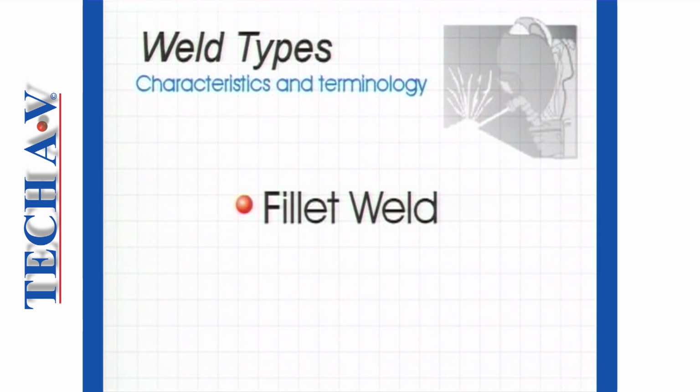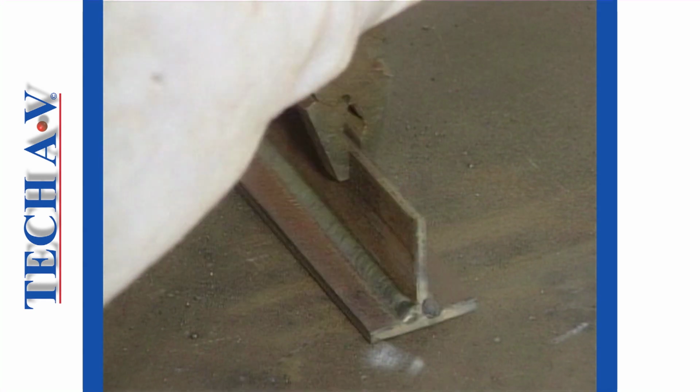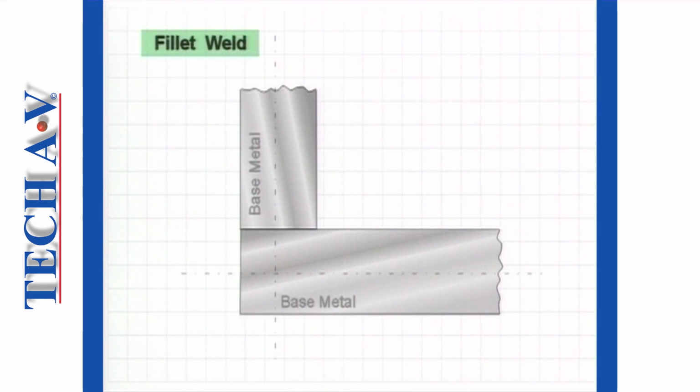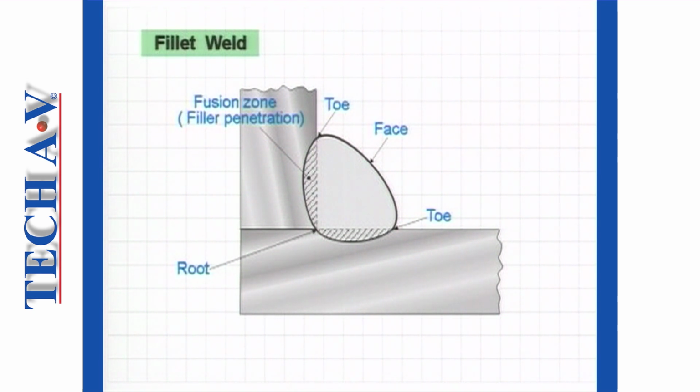The next weld type we will describe is called a fillet weld. A fillet weld is the result of a weld between components or members that are joined in opposing planes. When viewed in cross-section, a fillet weld has similar characteristics and terminology to a groove weld. However, the following variances should be noted.